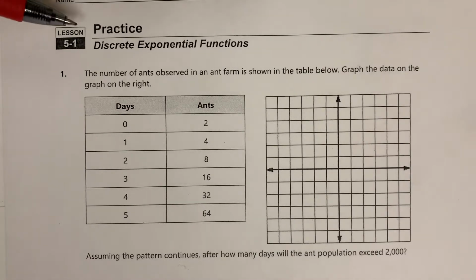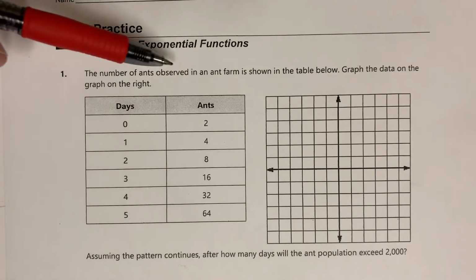Discrete exponential functions are exponential functions that grow or decay exponentially, and they only go by certain amounts. So the domain is basically going to be the set of natural numbers or integers. It's not going to be all real numbers. It's going to go up by a certain amount each time. And in the first example, you're going to see that right away.